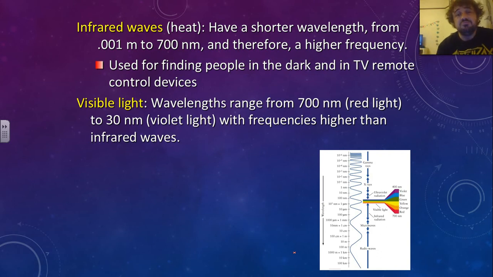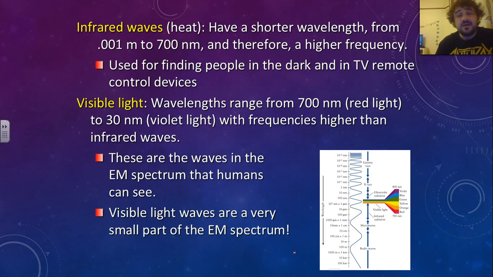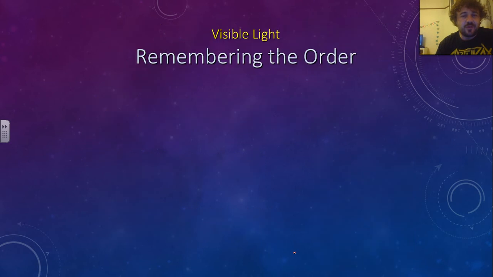Now, that's because the camera has a sensor for different types of light. We only sense visible light. So visible light is the part of the electromagnetic spectrum we can see. There's such a small part.